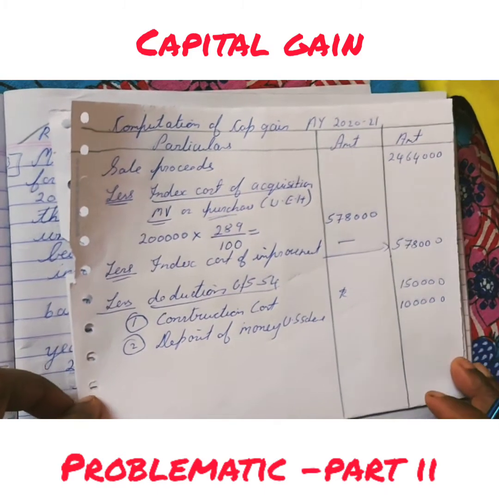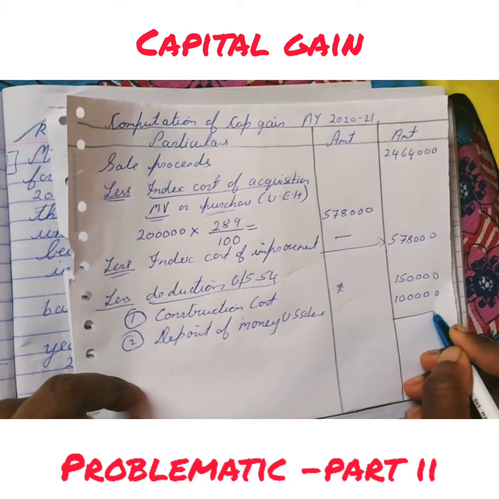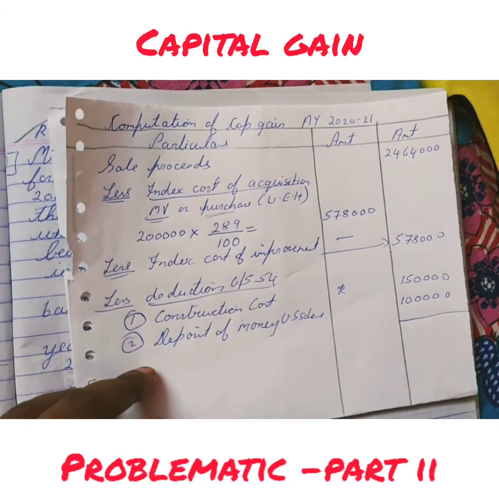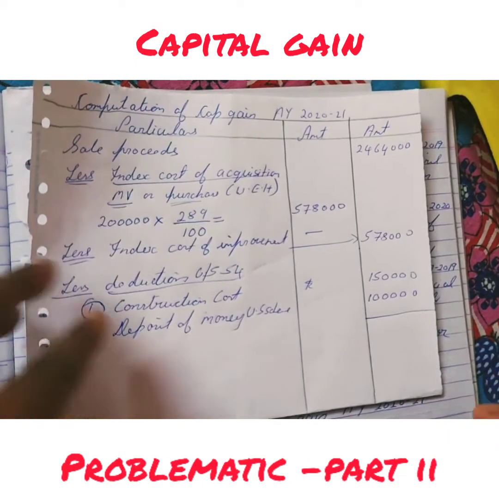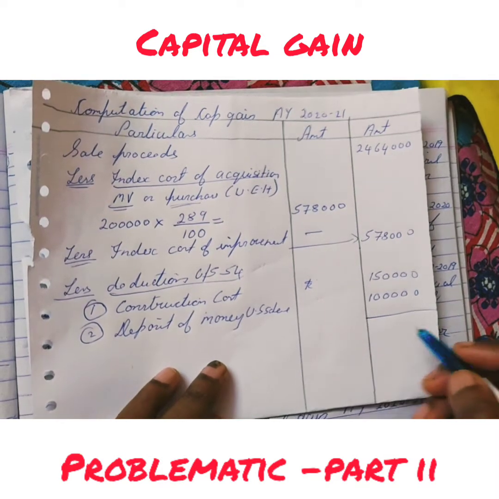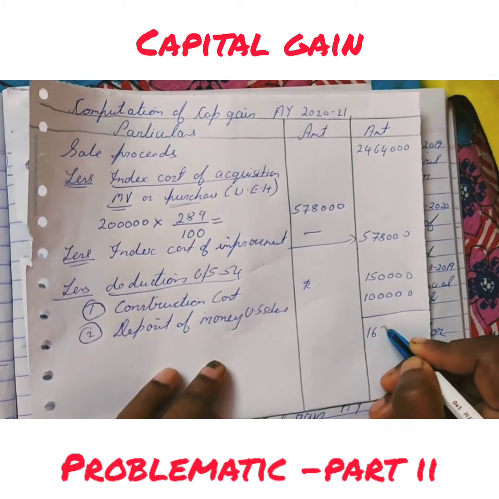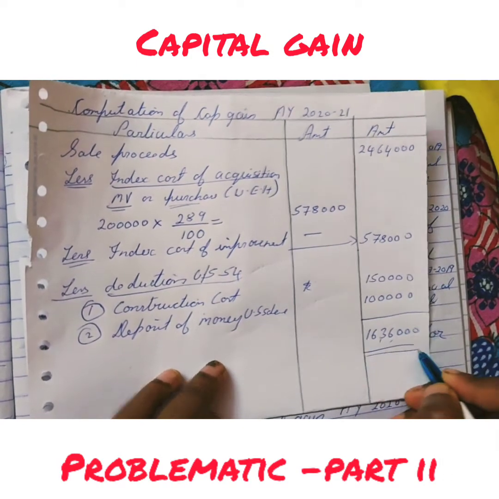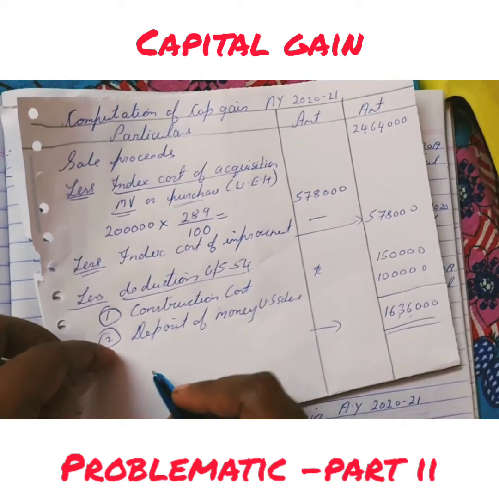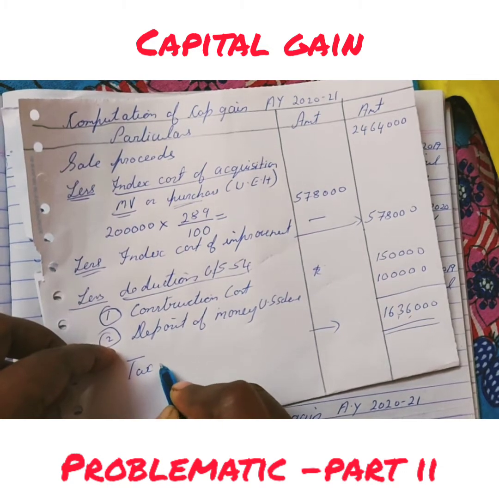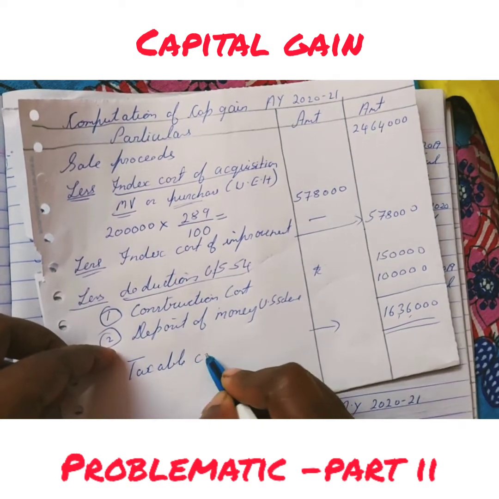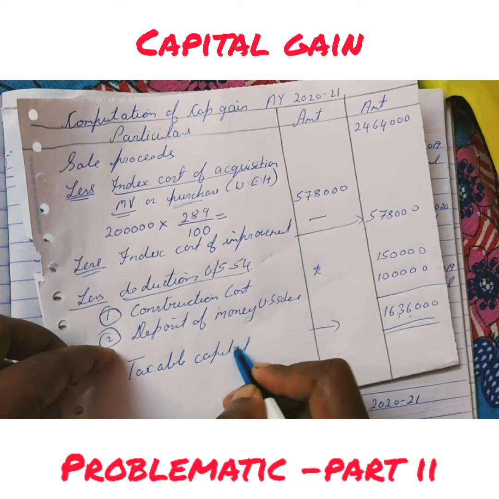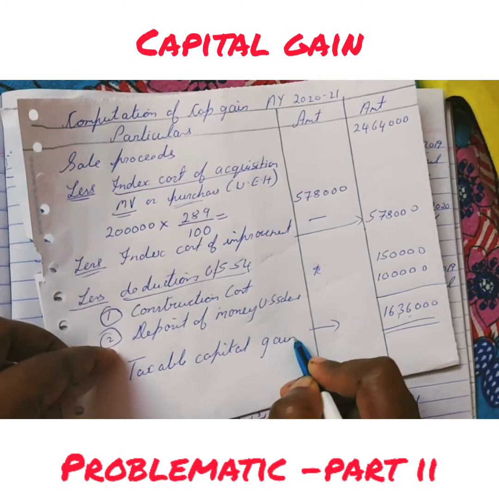So all these three deductions at once you can do. So total it is 8 lakhs 28,000. So after deducting all this, we get 16 lakhs 36,000. So this is nothing but taxable capital gain. This is my final answer.